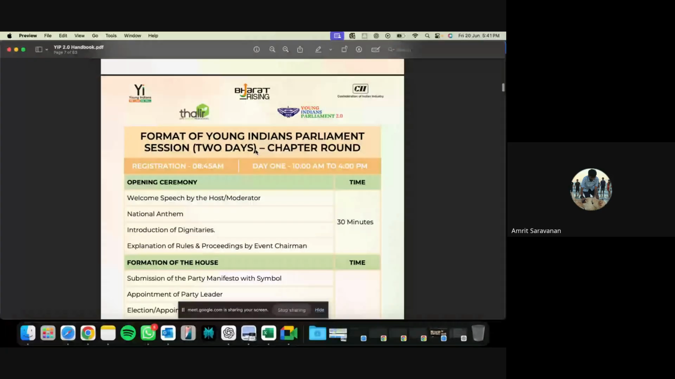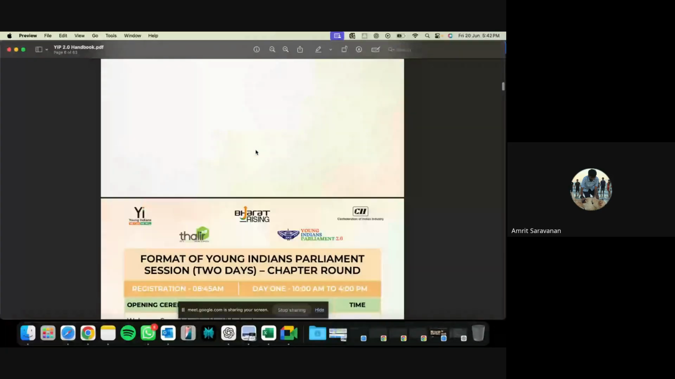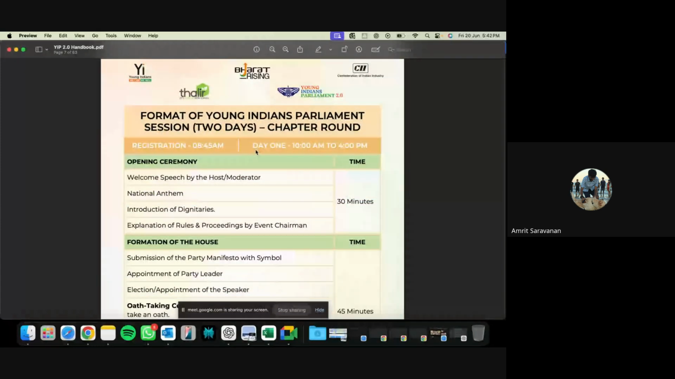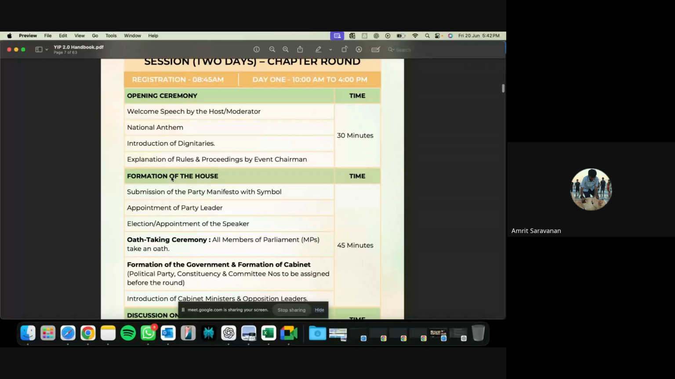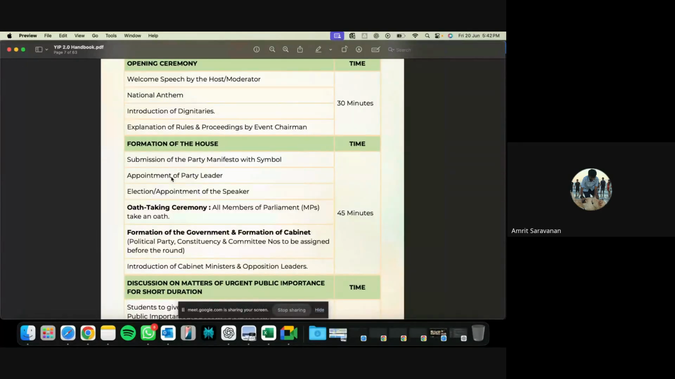So I'll share my screen, and we will go through the PDF shared with you regarding the format of the YIP for the 2 days, and then I'll give you an understanding of what preparation is to be done before the event. To start with, the opening ceremony is nothing really for you to prepare. It's just the normal proceedings.